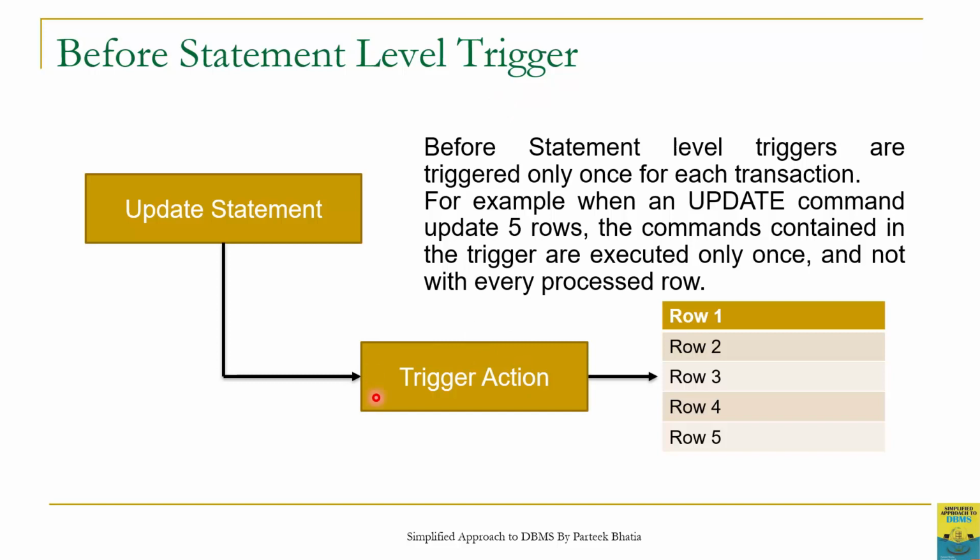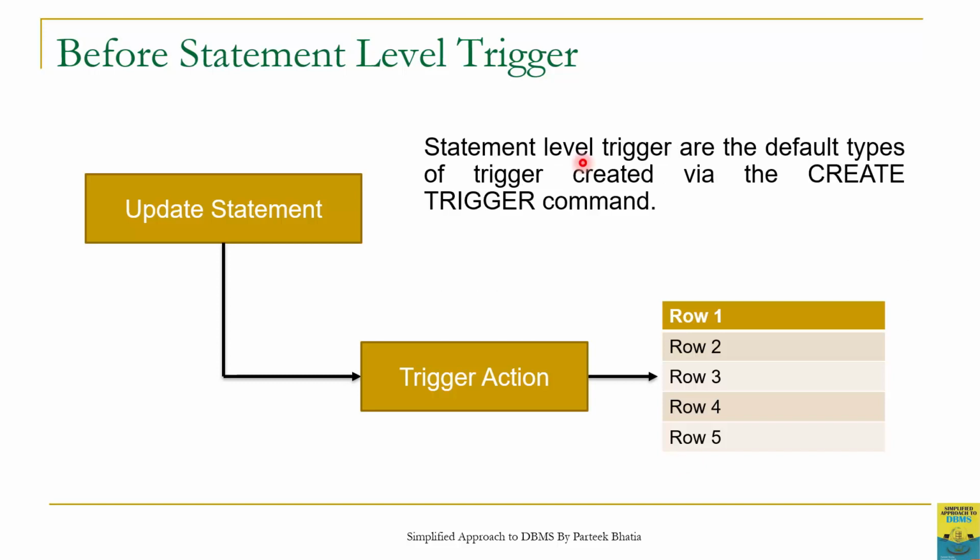Before means trigger action is performed before updating these rows of the table, and statement level means trigger action is performed once for the statement. It is not performed repeatedly for every row processed by this update statement. Statement level triggers are the default type of triggers created via the create trigger command. We will discuss this command in the next video session.